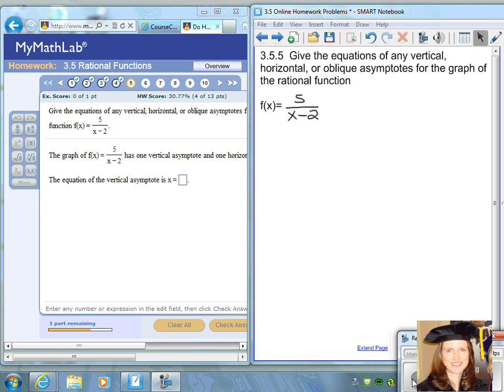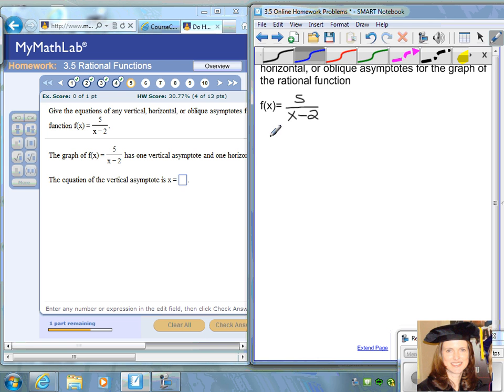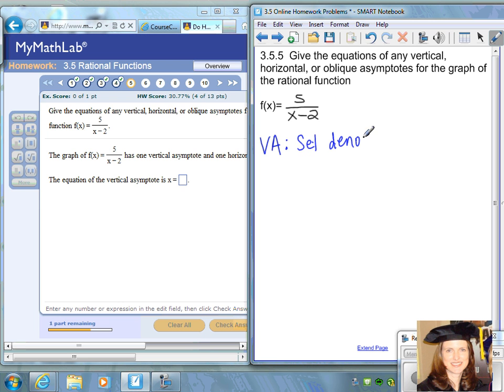For question number 5, in section 3.5 rational functions, we're asked to give equations of any vertical, horizontal, or oblique asymptotes for the graph of the rational function. The way that you find vertical asymptotes, I'm going to use the abbreviation VA, you set the denominator equal to 0. If you set the denominator equal to 0 and solve for x by adding 2 to both sides, you get x equals 2. This is the equation of the vertical asymptote.